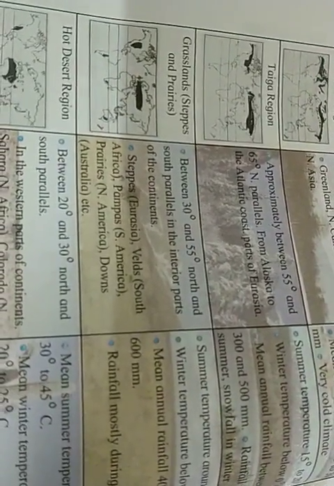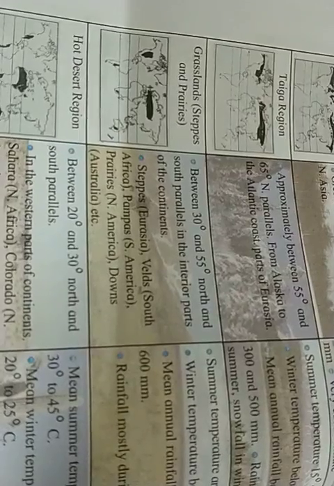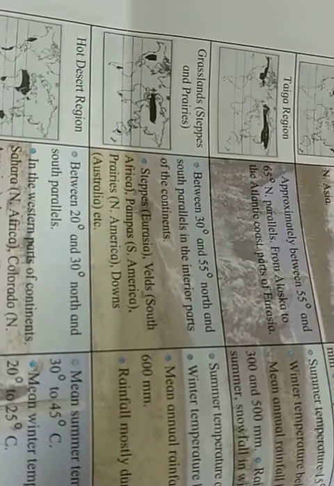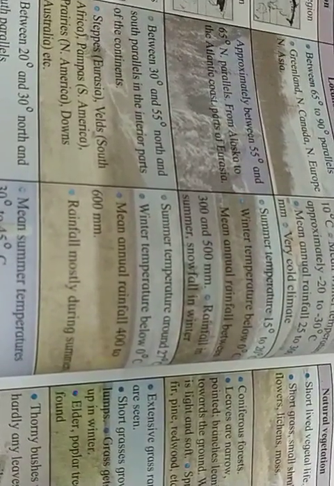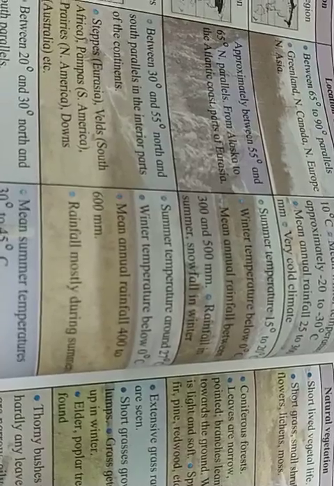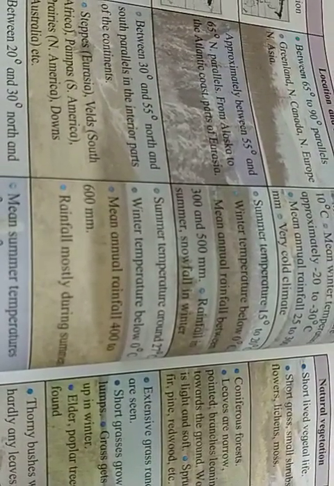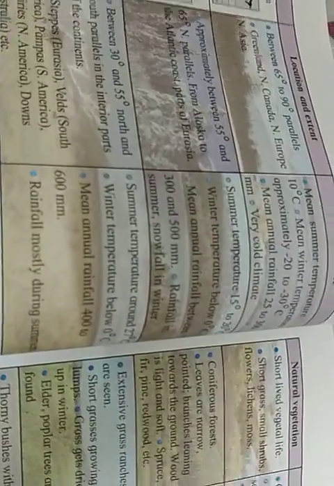Then next, taiga region, approximately between 55 degree and 65 degree north parallel from Alaska to Atlantic coast, parts of Eurasia. Okay. Then climate. Summer temperature 15 degree to 20 degree, winter temperature below 0 degree Celsius. Mean annual rainfall between 300 to 500 mm. Rainfall in summer, snowfall in winter. This is the main particular thing you have to note here.